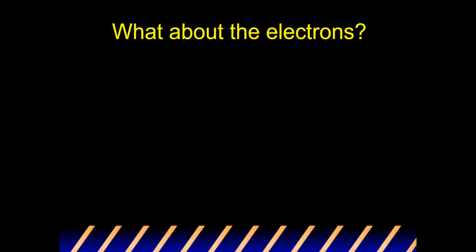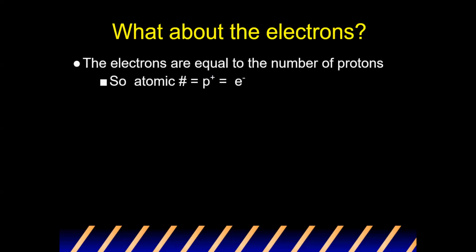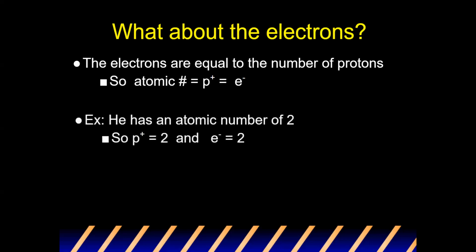How about those electrons? All right, let's talk about this. The electrons are equal to the number of protons. Remember I said if it didn't say it was charged, it's neutral. So the atomic number we know equals the number of protons, which is a positive charge. And if it's neutral, it would have to equal the number of electrons. Again, let's look at our example of helium. Helium has an atomic number of 2. So protons is equal to 2, and so must electrons.